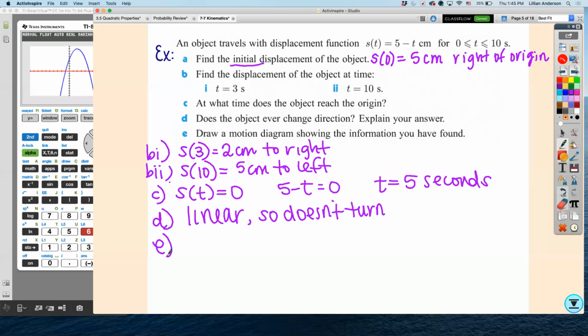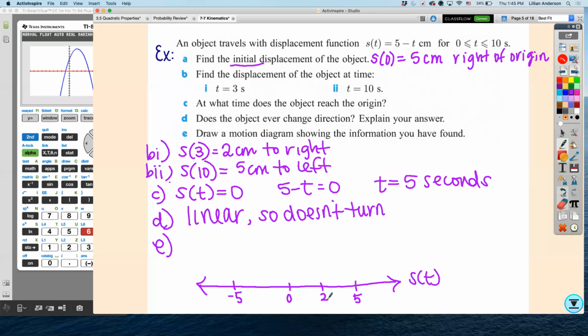Lastly, E, our motion diagram. To show this information that we found, we know that we're going to have a horizontal line that represents our position. We need some key points on here. First of all, we always need some origin. And what other numbers do we need to represent our position? We need a 5. We need a -5. And we need a 2. I think that's it.